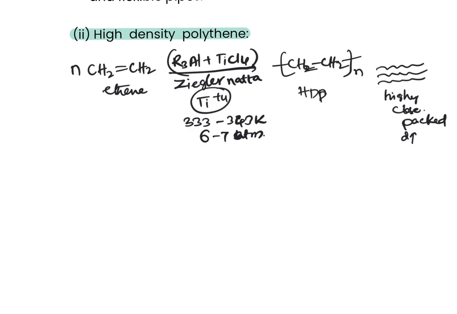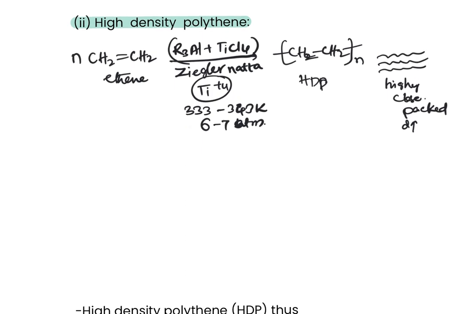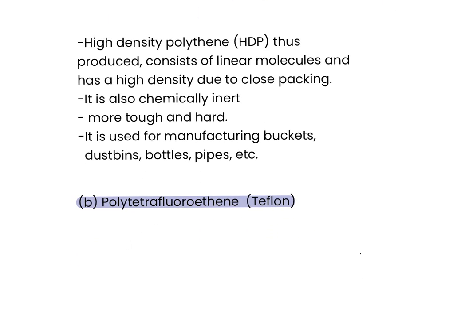So this is about the preparation of HDPE, high density polyethylene, and its mechanical properties and uses are: 1. High density polyethylene thus produced consists of linear molecules. There is no branching. It has a high density due to close packing. Next, it is also chemically inert, more tough and hard. But you observe that low density polyethylene is tough but flexible, whereas high density polyethylene is tough and hard. So this is the main difference between HDPE and LDPE.